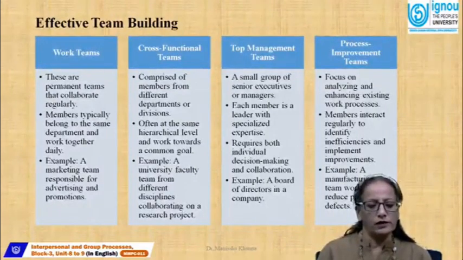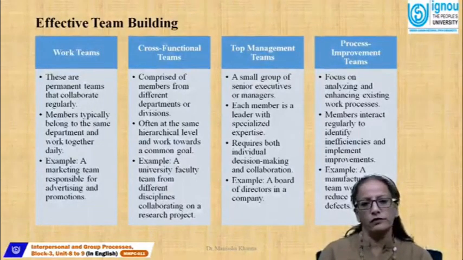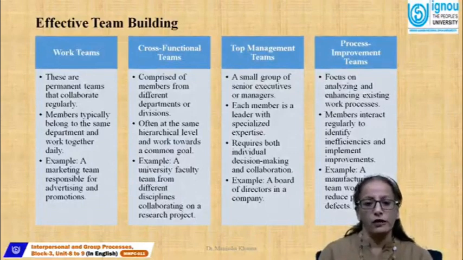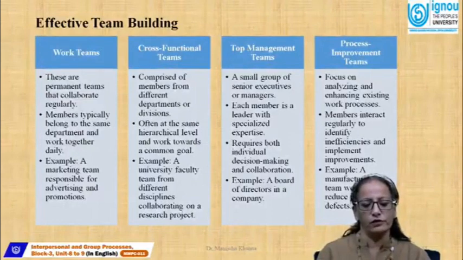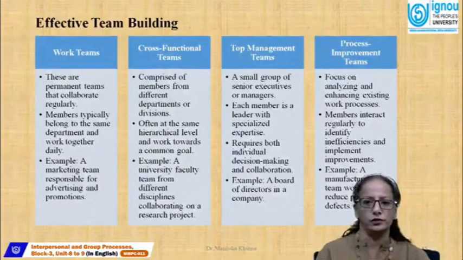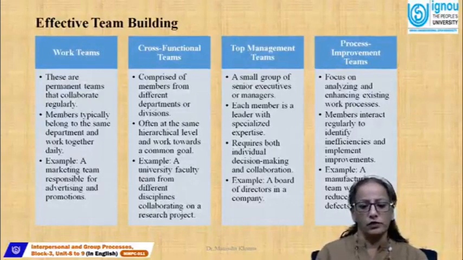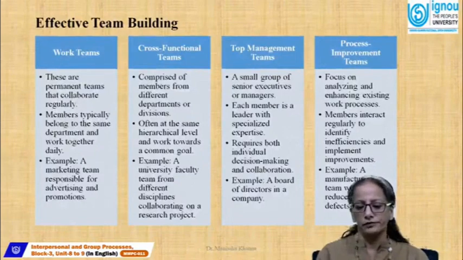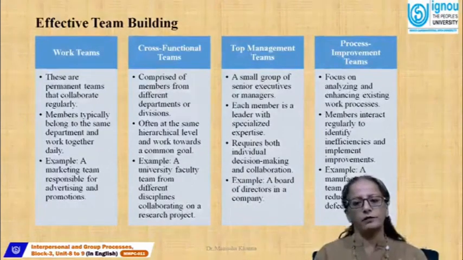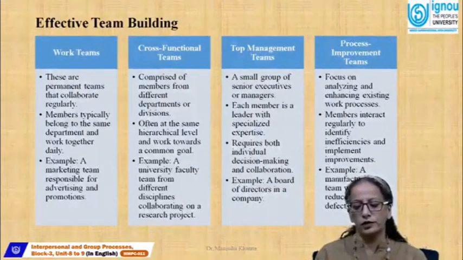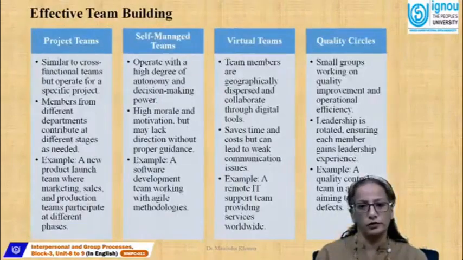So let's see examples. A work team is, for example, a marketing team responsible for advertising and promotions, whereas in a cross-functional team, a university faculty team with different disciplines collaborates on one particular research work. The top management team is the board of directors. As I said, it is more of a strategic and leadership team. Whereas the process improvement team is, for example, a manufacturing unit team working to reduce production defects.